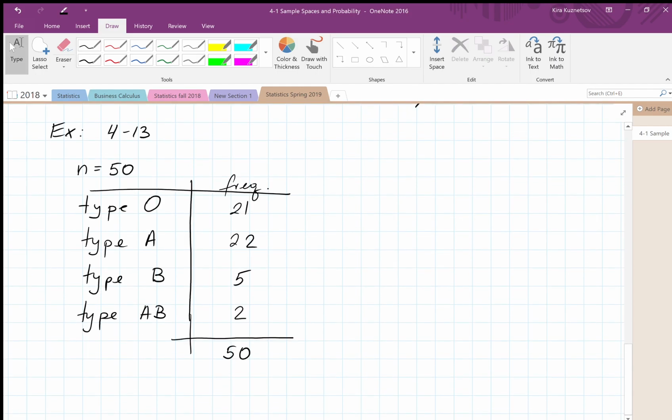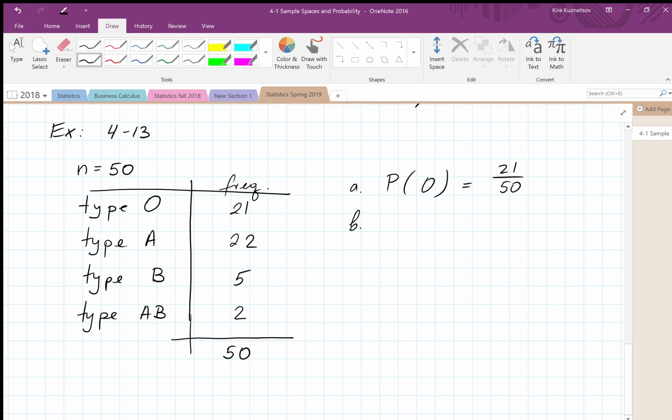What they're asking us to do is find a few probabilities. So this is part A. If a random person is selected, find the probability that a person has a type O blood. So the probability of selecting somebody with an O. So there's 21 people out of 50. Just going to leave this as the answer.